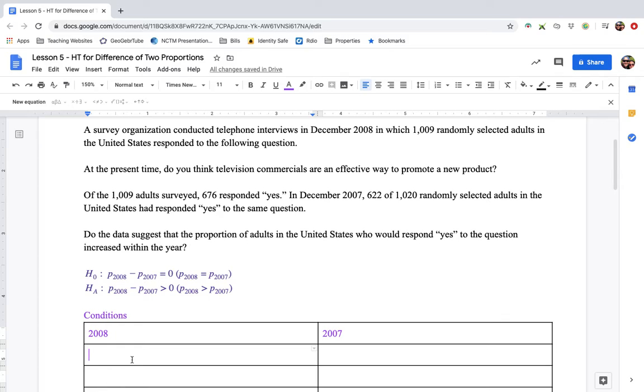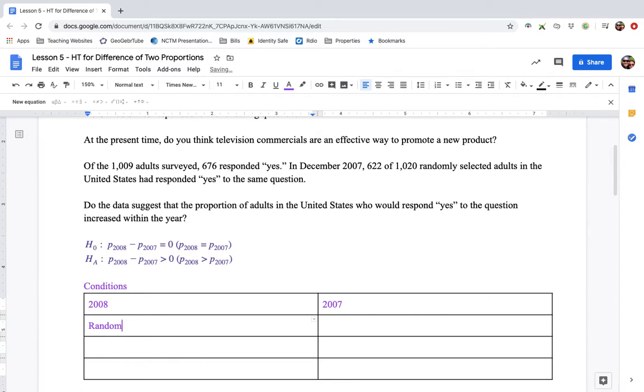Yes, it says right there, randomly selected adults. So there was a random sample taken in 2008. Okay, did we have the same thing in 2007? Yes. So we had a random sample taken in 2007. And these are independent random samples because, and we'll talk about that here in a second, like with the last one.